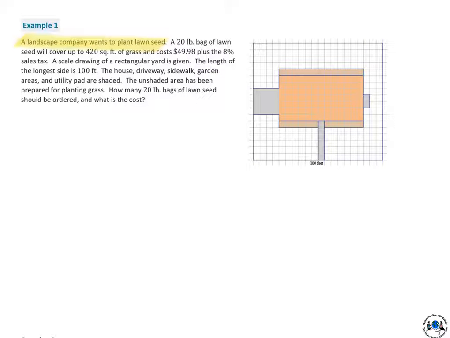So a landscape company wants to plant lawn seed, okay? All right. A 20-pound bag of lawn seed will cover up to 420 square feet, okay? So you need to know that, of grass, and costs $49.98 plus 8% sales tax. Okay, and again, all of this, I think, should be coming back to you now, remembering from the past. Okay, so a scale drawing is given here of the rectangular yard. All right, it's right over here. The length of the longest side is 100 feet. Okay, you can see that right there, 100 feet.